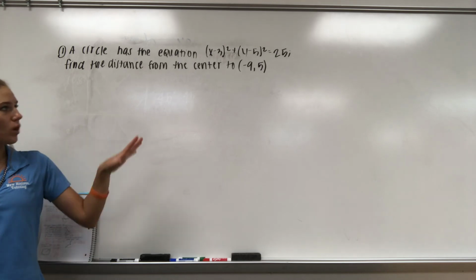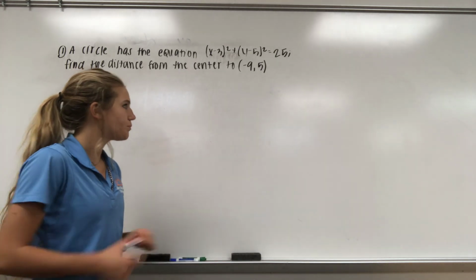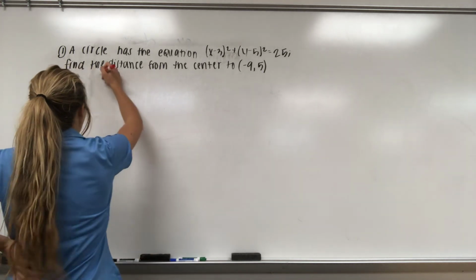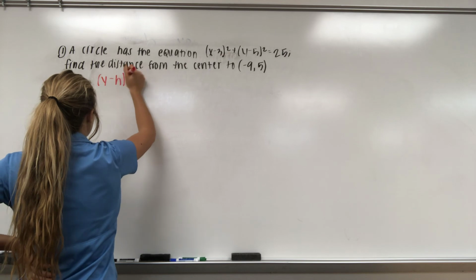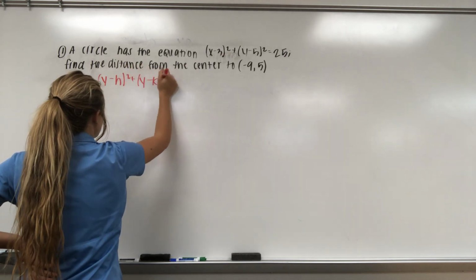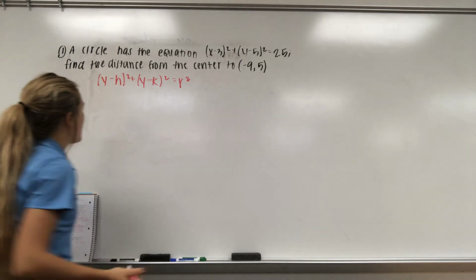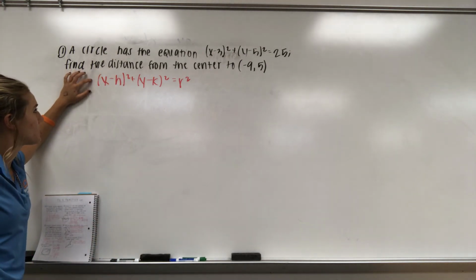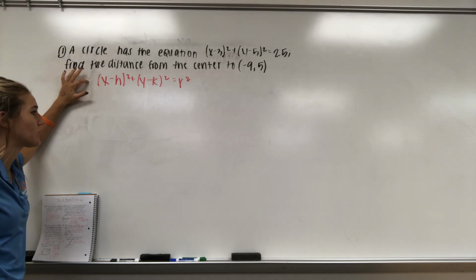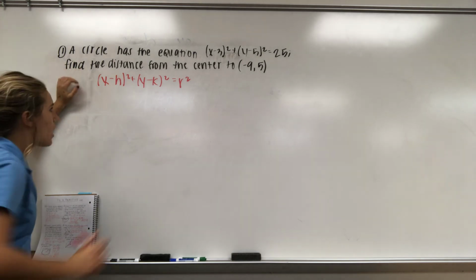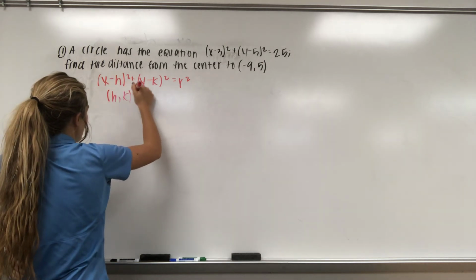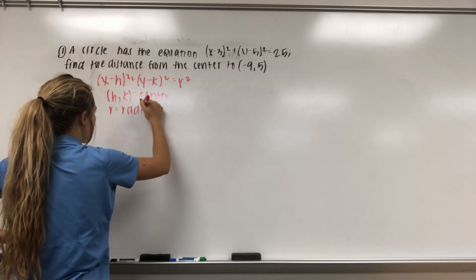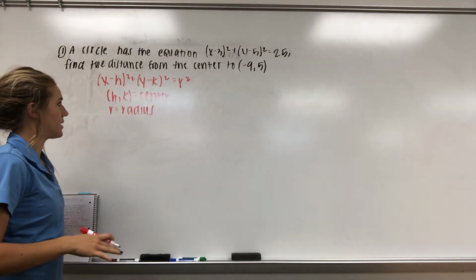Okay, so we're going to get into this. The first thing I'm going to write down, just to remind you, is the general equation of a circle. And that is this right here: (x − h)² + (y − k)² = r², where (h, k) is going to be our center and r is going to be our radius.